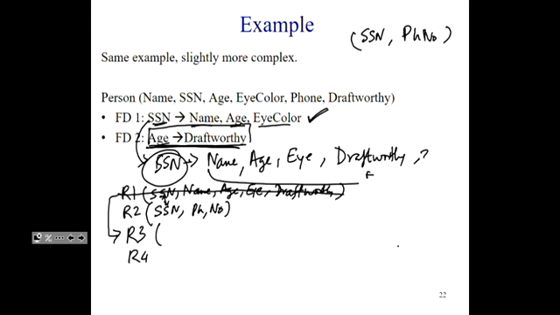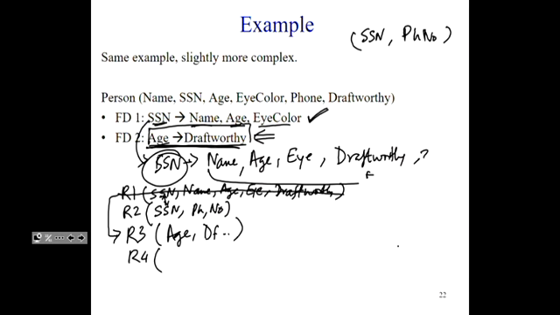So if you take age and try to find its closure, you're not going to find anything else apart from draftworthy. Draftworthy is the only attribute that age implies. So I can take this functional dependency, which is a violation, and have that directly be a relation. So I can have age and draftworthy.